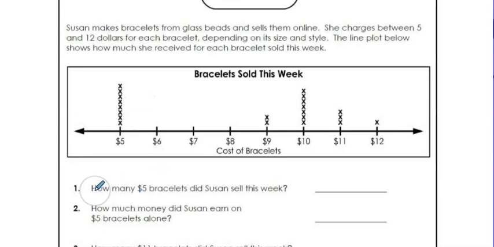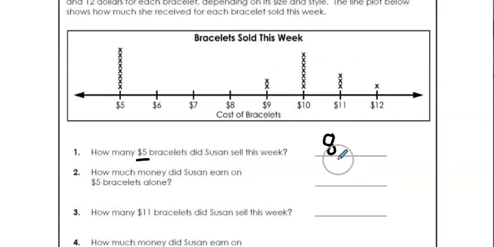On number 1, how many $5 bracelets did Susan sell this week? You want to focus on counting each of those X's because again, the X's represent how many bracelets were sold. So 1 X represents 1 bracelet and we want to focus on that $5 mark. We want to make sure we're looking at the $5 and counting only the X's above that. So 1, 2, 3, 4, 5, 6, 7, 8. So the X's represent the bracelets. There were 8 bracelets sold this week.